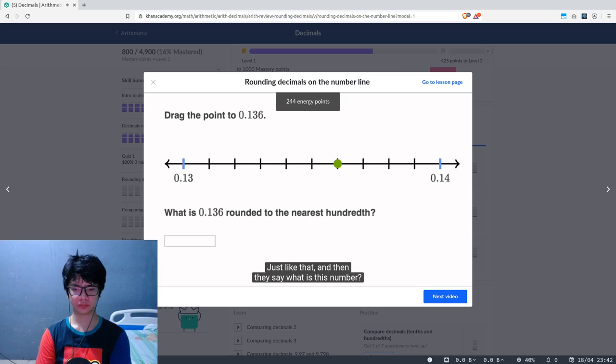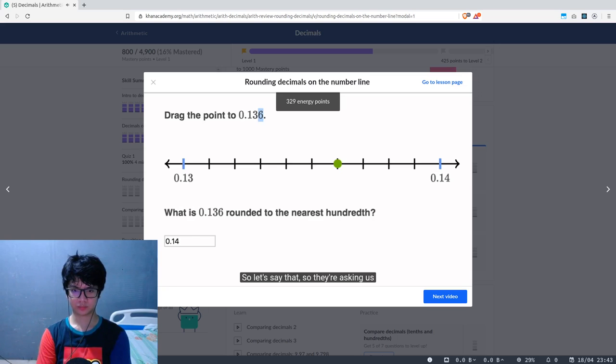And then they say, what is this number, 136 thousandths, or 0.136, rounded to the nearest hundredth? Well, we have our hundredths in blue here, and which one are we closer to? Well, we're closer to 0.14. And that's consistent with what we've seen in other cases where you look at the thousandths place, and if it's 5 or greater, you round up. In this case, you would round up to 0.14. Let's do a few more examples here.